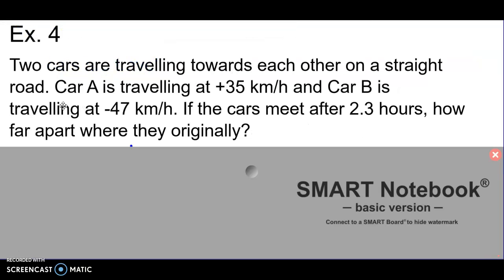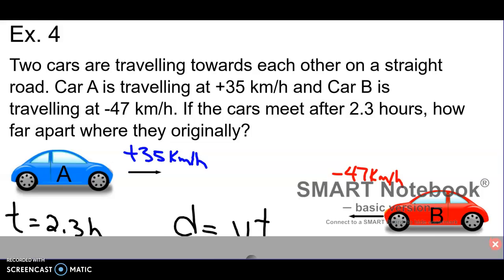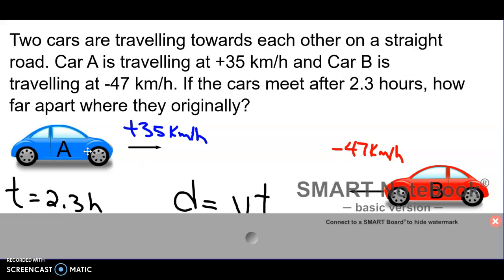All right, example 4. Two cars are traveling towards each other on a straight road. Car A is traveling at positive 35 kilometers per hour, and car B is traveling at negative 47 kilometers per hour. If the cars meet after 2.3 hours, how far apart were they originally? Sorry.